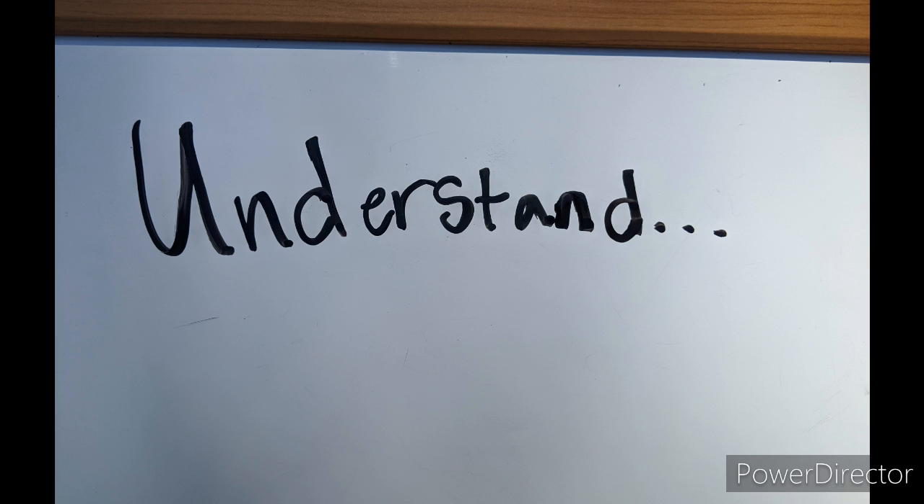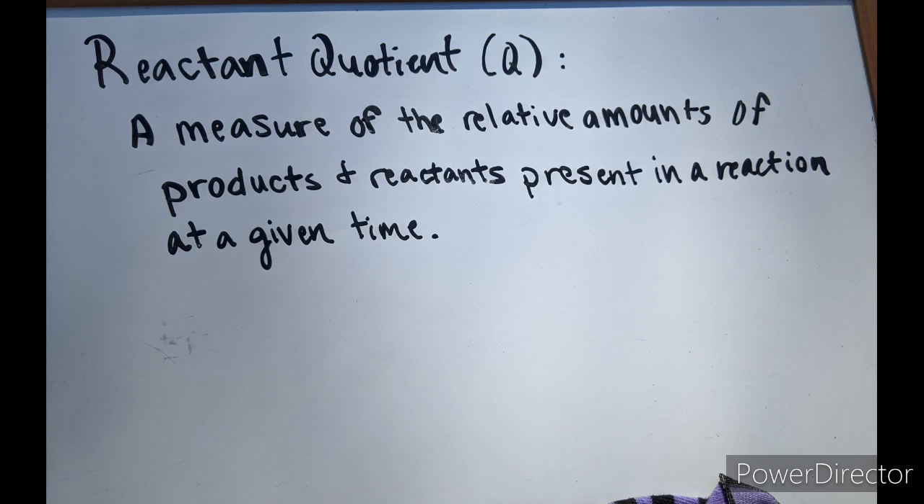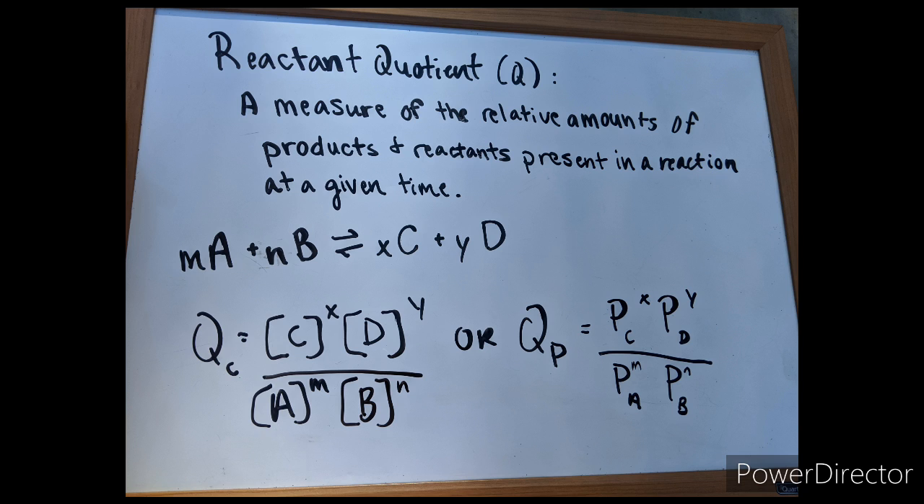We must also understand what a reaction quotient is. A reaction quotient is a measure of the relative amounts of products and reactants present in a reaction at a given time. The equation below is where the formula for Q is derived, allowing us to see how the coefficients become exponents for the concentrations as well as for the partial pressures.